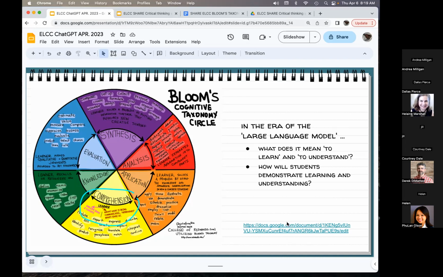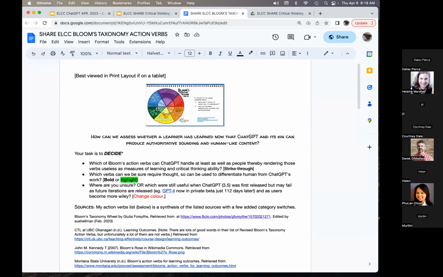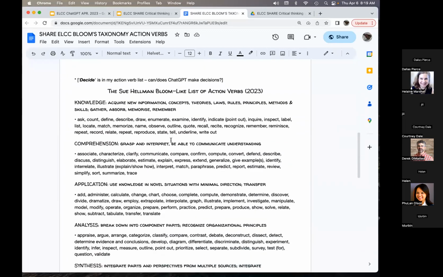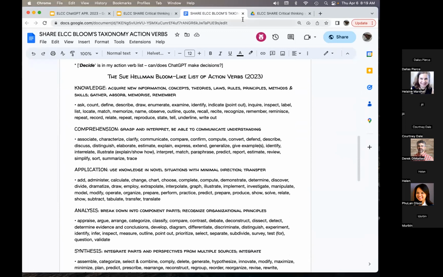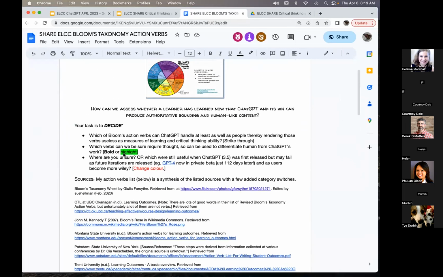So what I'd like you to do in your participant deck is click on this document, which should take you here. It's a collaborative document. Scroll down to page 2 and start looking at the verbs in the taxonomy list. What I think we can do is strike out anything that ChatGPT can do, because we know it can do it. We can't use that to assess learning and understanding anymore.